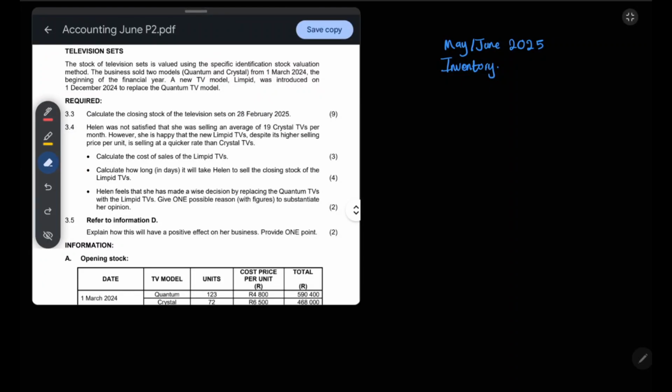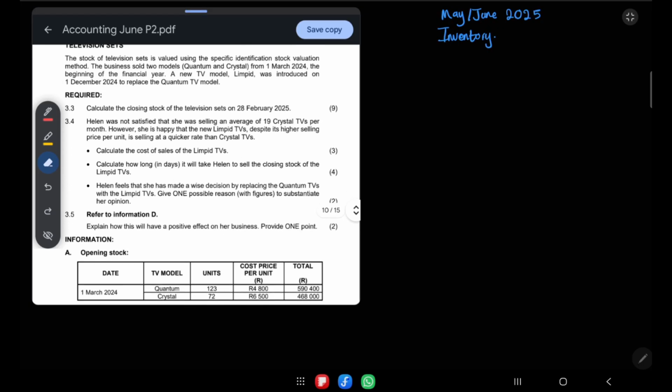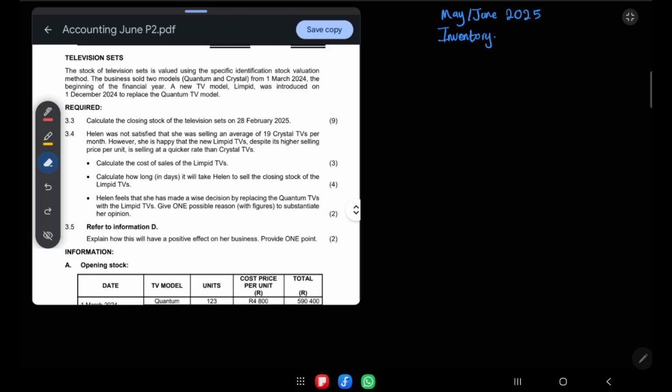This is part 2 of the May-June 2025 paper, still under inventory. So we were at the television sets part, we are done with the headphones. Let's read the information again. The stock of television sets is valued using the specific identification stock valuation method. The business sold two models, Quantum and Crystal, from 1st of March 2024, the beginning of the financial year. A new TV model, Limpid, was introduced on 1st of December 2024 to replace the Quantum TV model. Required: calculate the closing stock of the television sets on 28th of February 2025.